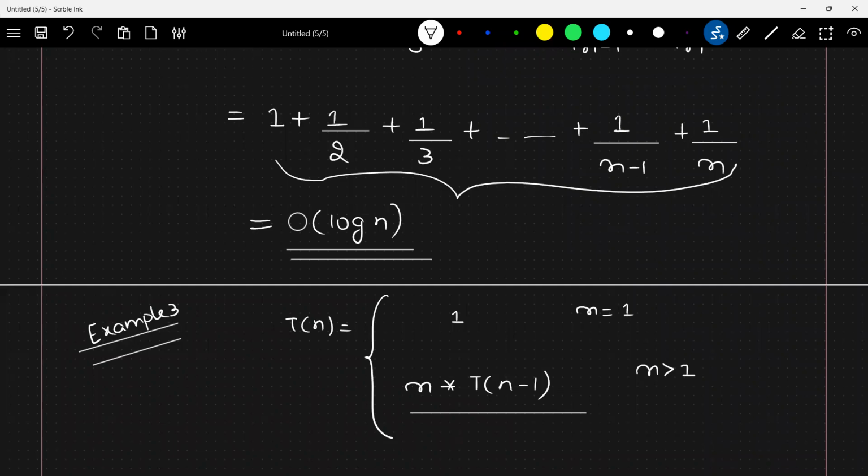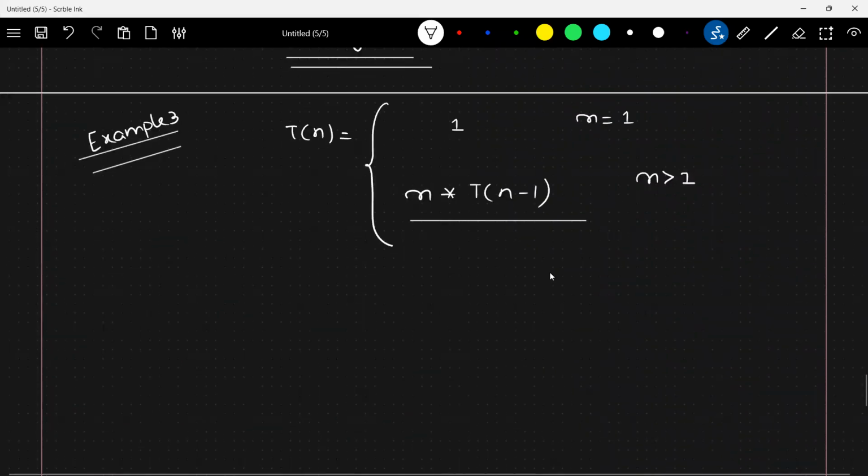Meanwhile, those who understood, please solve the equation and give me the answer. Ma'am, am I audible? Yes, you are audible. In the third example, ma'am, you have given us that when n is equal to 1, the output will be 1, which means it is a constant unit of time.